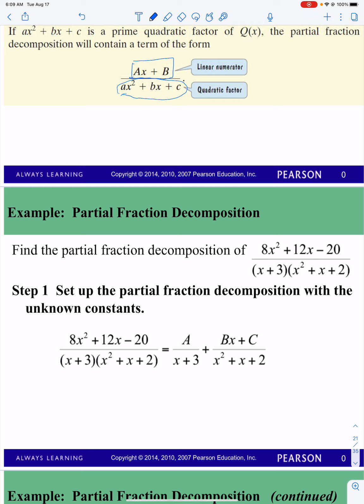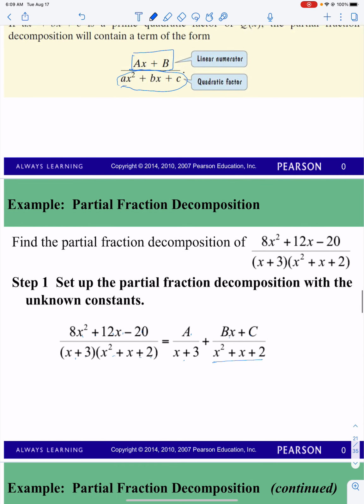So this means A over x plus 3, plus Bx plus C over x squared plus x plus 2. Okay, and for this one, I think it will be easier to use the book's method. So it is Ax squared plus x plus 2, yeah?